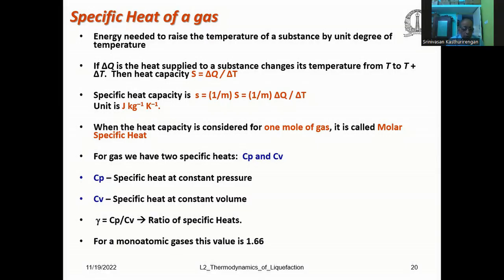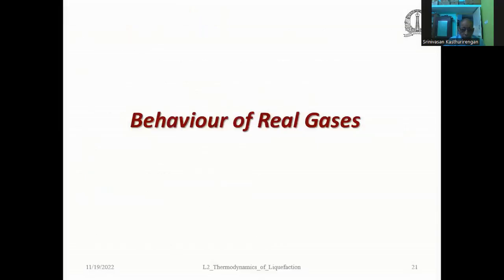In the case of solids or liquids, they are normally at constant pressure, and therefore you have only one specific heat, namely specific heat at constant pressure. In the case of a gas, there are two variables possible: either the gas can be at constant pressure or at constant volume. So you have two different specific heats, namely specific heat at constant volume and specific heat at constant pressure. The ratio Cp by Cv is called the ratio of specific heats, and for monoatomic gases, this ratio works out to be approximately 1.6. Right. Let's move on to the next topic.